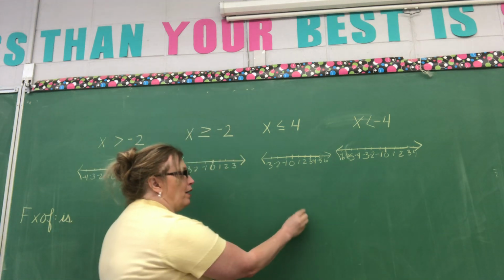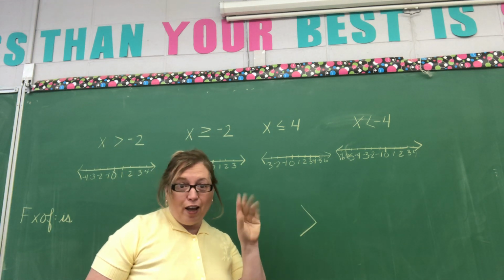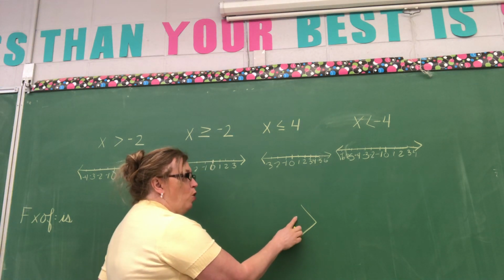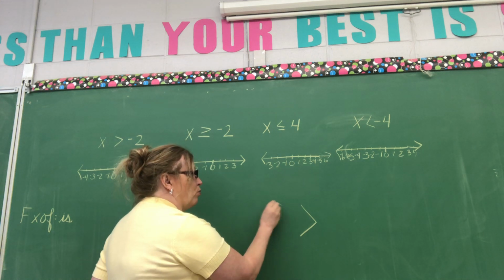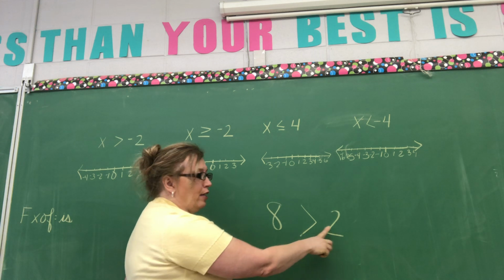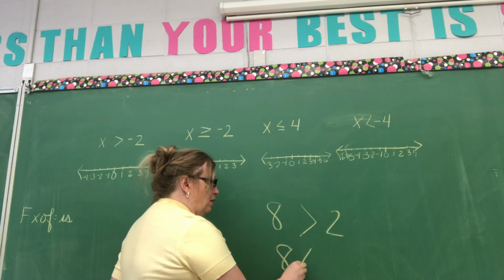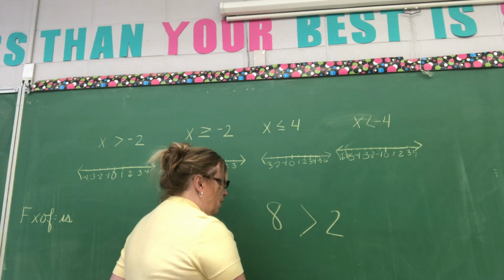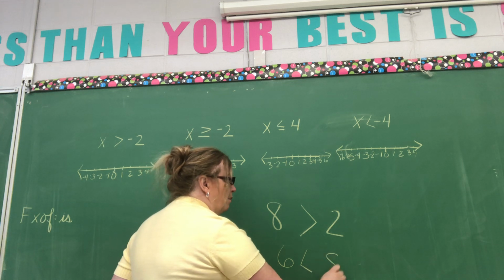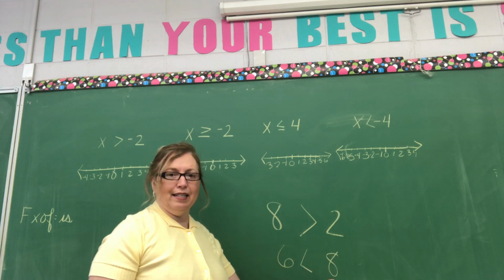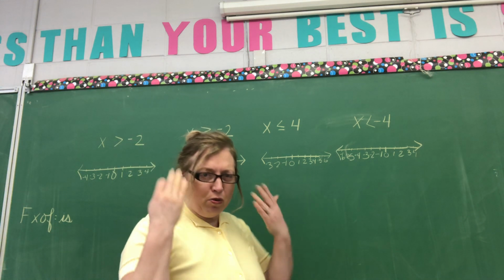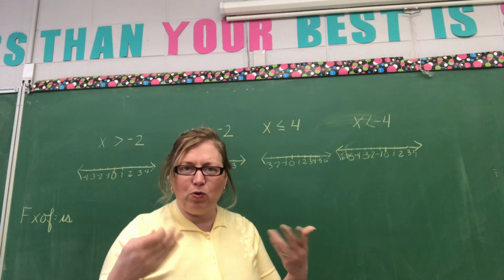And you remember that when it goes like this, the alligator mouth or the bird mouth, depending on how your elementary teacher taught it to you, the open side is where we want the greater number. So if we have 8 is greater than 2, now I can take the same statement and say 6 is less than 8. Make sure that you know the difference between your greater than and less than as you think about them. It's not that I don't think you know them, it's sometimes we get in a hurry.